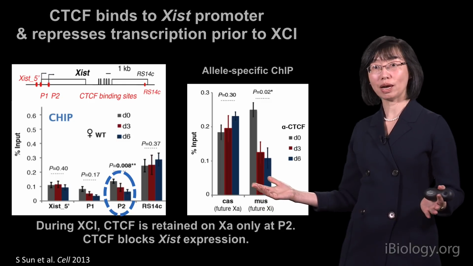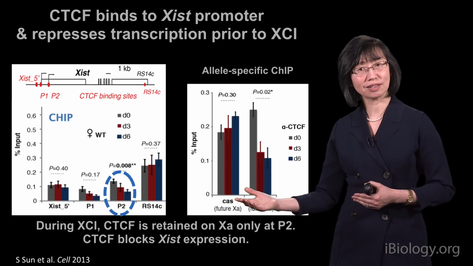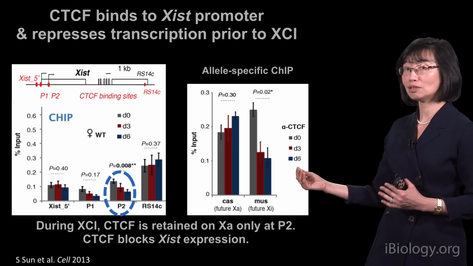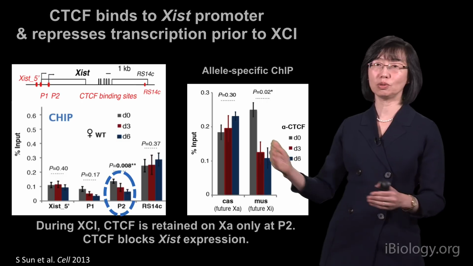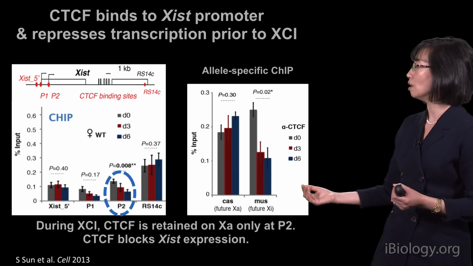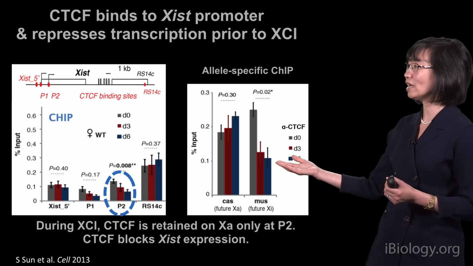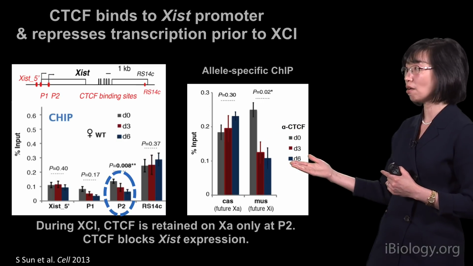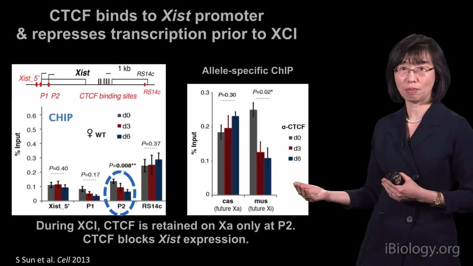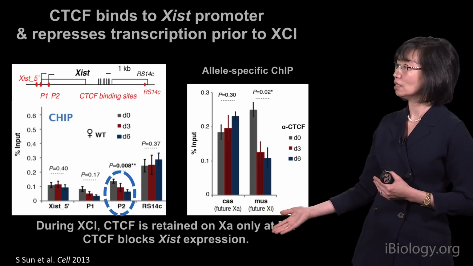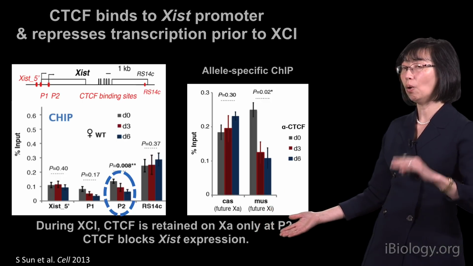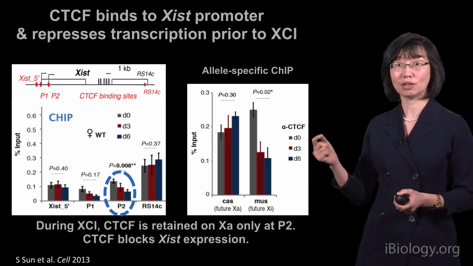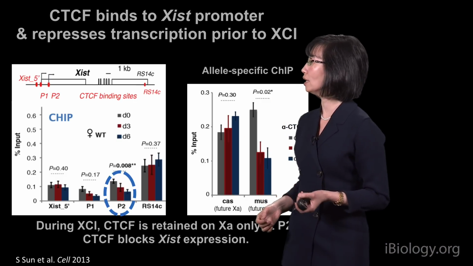And we wanted to know, because there are two X chromosomes, from which X chromosome CTCF was getting removed. So for that, we had to perform an allele-specific analysis. That's an analysis that allows us to tell the difference between the future active and the future inactive chromosomes. And the long and the short of this is that it is from the future inactive, the chromosome which will become inactivated, that's where CTCF is losing its binding. Okay, so during X inactivation, CTCF at P2 is retained only on the active X chromosome, and we know that its role is to block the expression of this critical silencing factor called Xist.